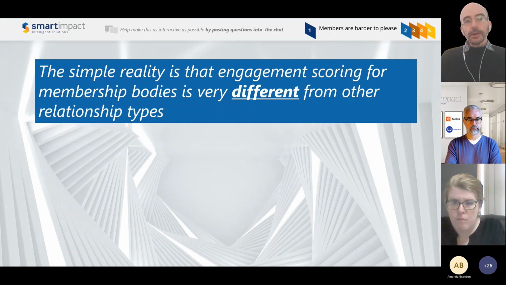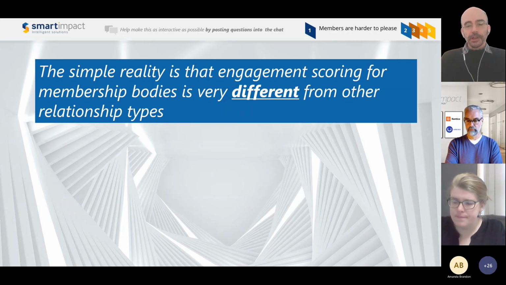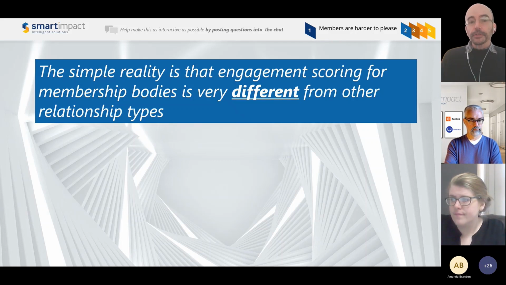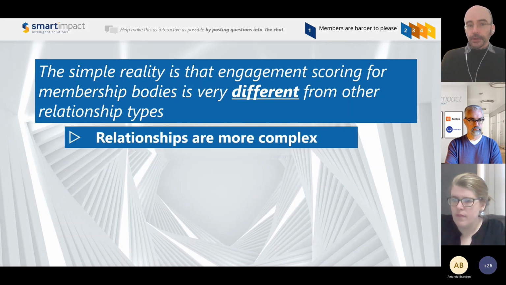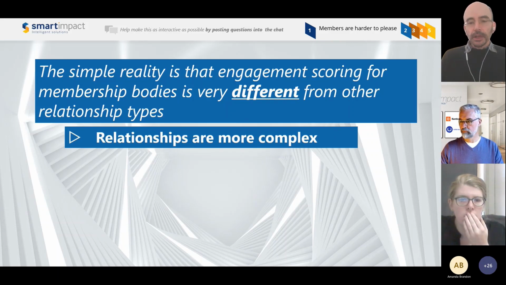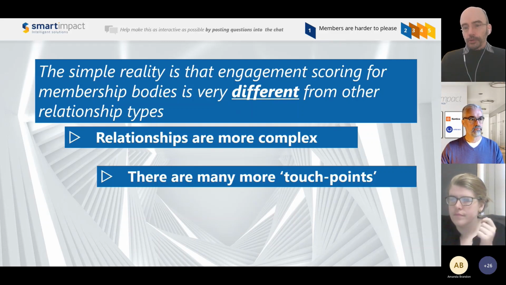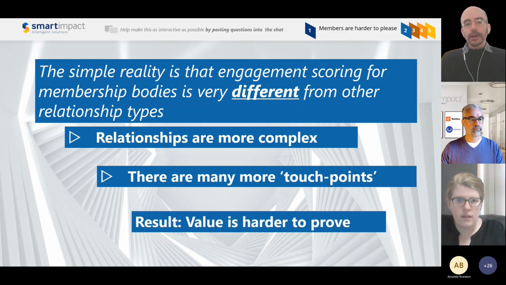So the simple reality out of all of that is that engagement scoring for membership bodies is really different from other relationship types. Compared to commercial organizations, even charities, membership bodies are just different. The relationships are more complex. There are transactional elements, there are career development elements, there are fellowship and community elements. There are just so many more touch points where people could be engaging with you or not engaging with you, and getting an overview of that and having control of that is really tough. And it's harder to prove value because of these different soft and hard factors about the relationship.